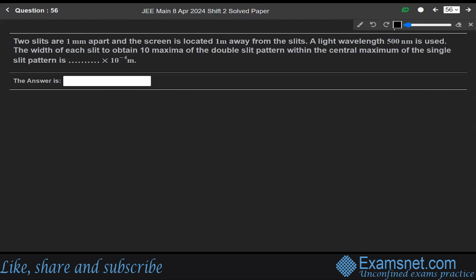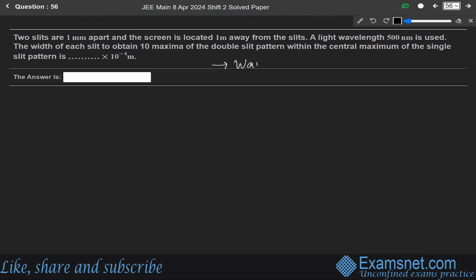So the next question, 56. Two slits are 1 millimeter apart and the screen is located 1 meter away from the slits. A light of wavelength 500 nanometer is used. The width of each slit to obtain 10 maxima of the double slit pattern within the central maxima of the single slit is. Okay. So this question is from the chapter of wave optics.